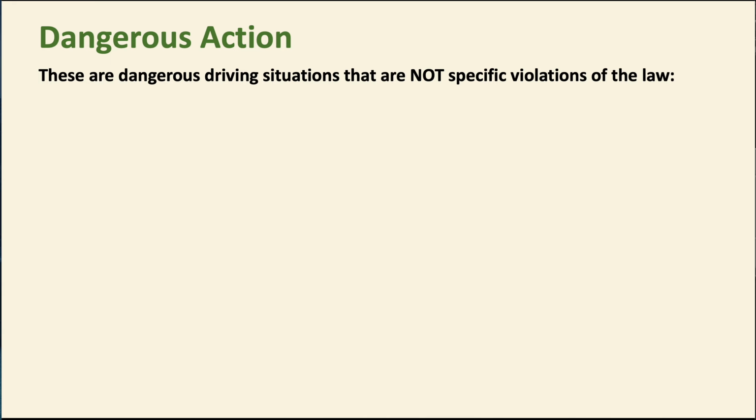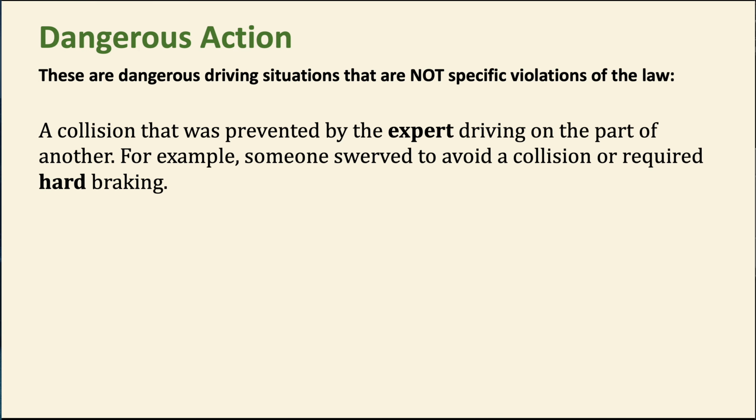Next up is dangerous action. Dangerous driving situations that are not specific violations of the law. We put these words in bold for a reason. If a collision was prevented by the expert driving on the part of another, for example, someone swerved to avoid a collision or required hard braking. Sometimes your applicant may not yield the right of way, causing another person to slow down to avoid them or change lanes. But really, you need to decide that it was a swerve, expert driving required, or maybe required hard braking before you consider it a dangerous action.